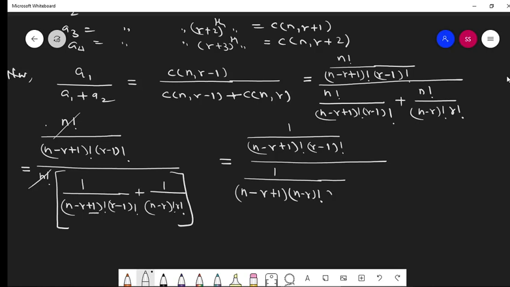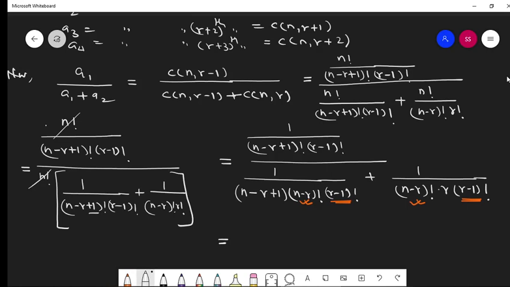(r minus 1) factorial, we can write only this in this term, plus here 1 over (n minus r) factorial is common with this, so that we can write r factorial as r times (r minus 1) factorial, because that will be common. So we find this term is common, this term is common, this with this, that's why it will be easier to simplify, that's why I have written this.